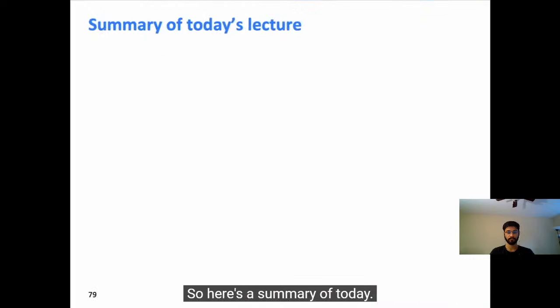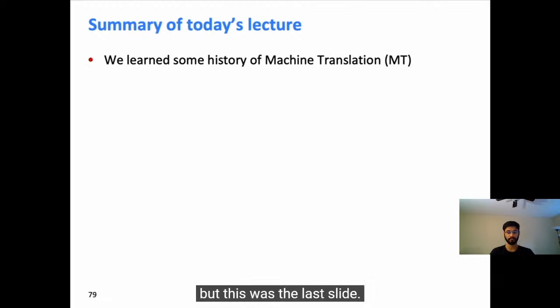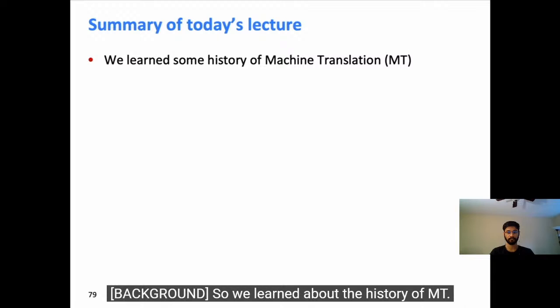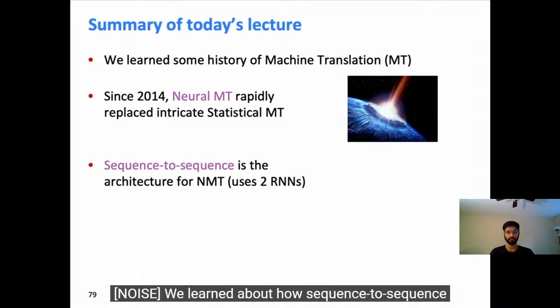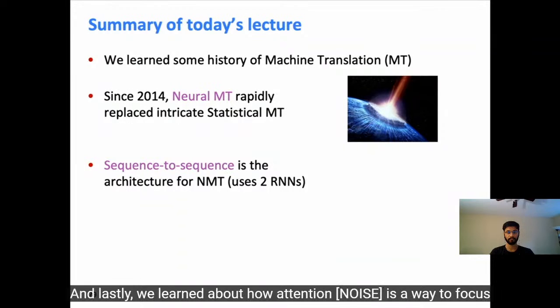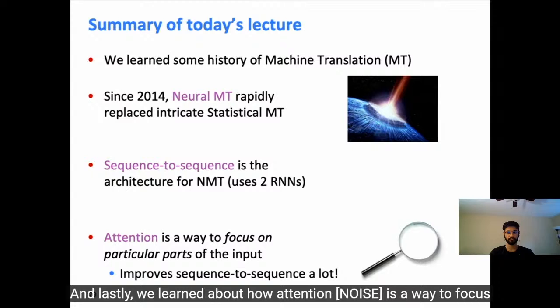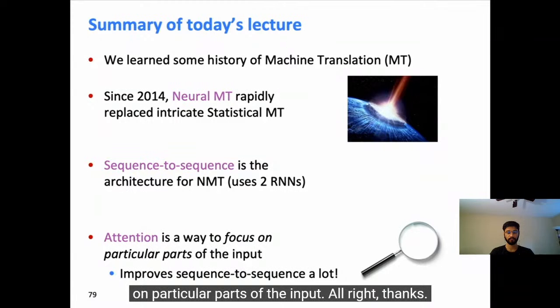Okay, so here's a summary of today. It really is the last slide. We learned about the history of MT. We learned about how in 2014 neural MT revolutionized MT. We learned about how sequence-to-sequence is the right architecture for NMT and it uses 2 RNNs. And lastly, we learned about how attention is a way to focus on particular parts of the input. All right, thanks.